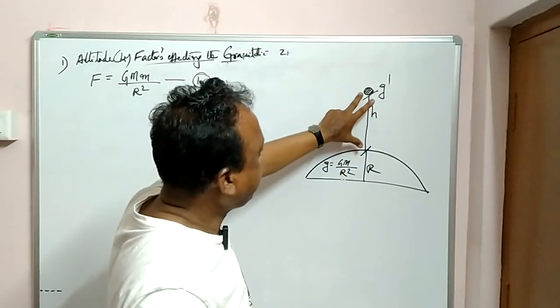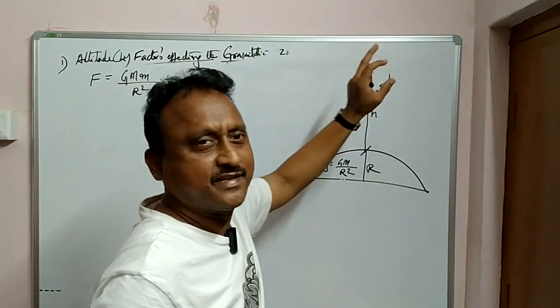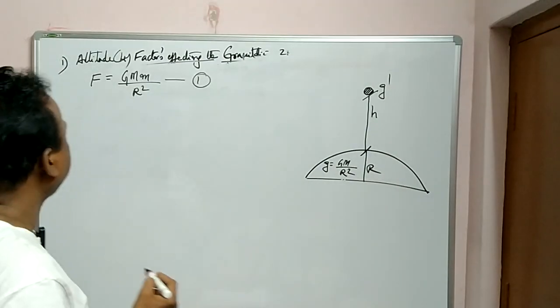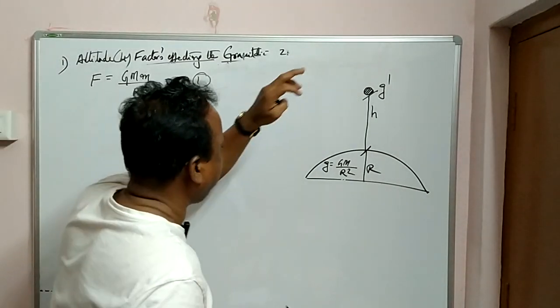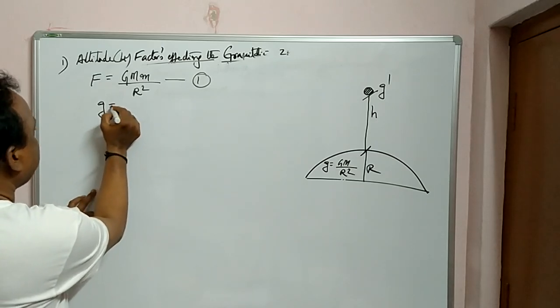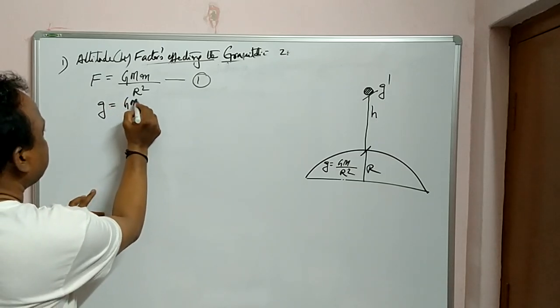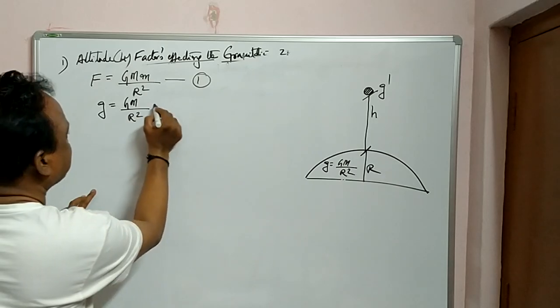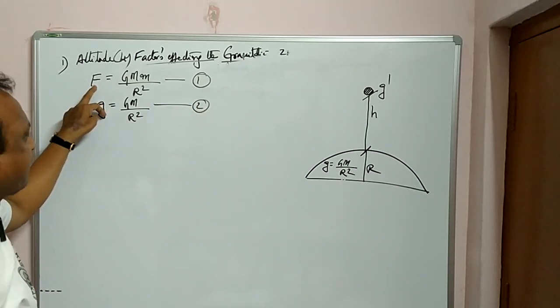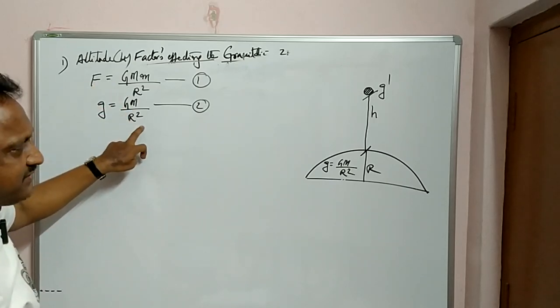Now we have to calculate, at a height h, what is the new acceleration due to gravity. That is nothing but the gravitational field intensity. We need it at this place, and we already know what g is. G on the Earth's surface is GM by R square, equation 2, because we know F is equal to mg from Newton's second law. So if you substitute here, you will get this equation.